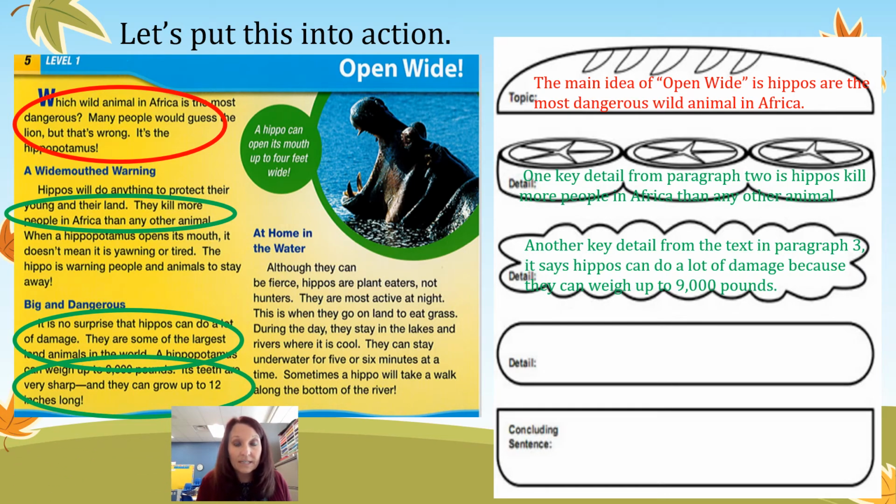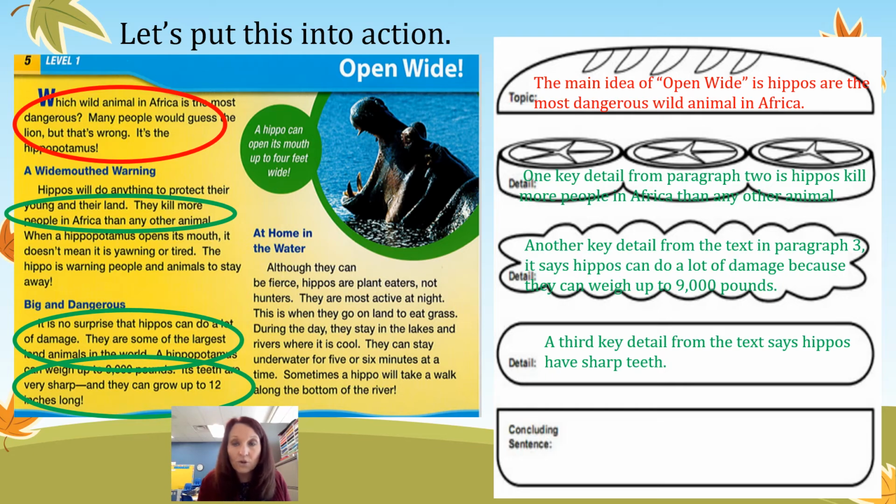And then the third detail that supports our main idea that I'm adding to our graphic organizer is a third key detail. So notice how I structured that sentence, a third key detail from the text. So I could say a third key detail also from paragraph 3, or you can just say from the text. You could even say a third key detail that the author mentions in the text.